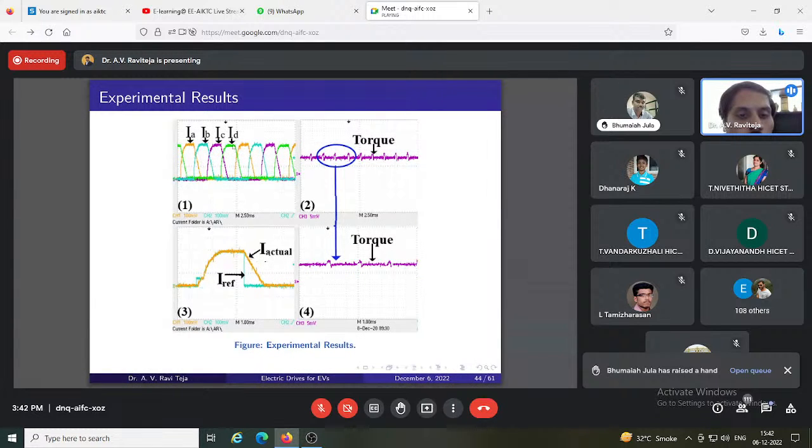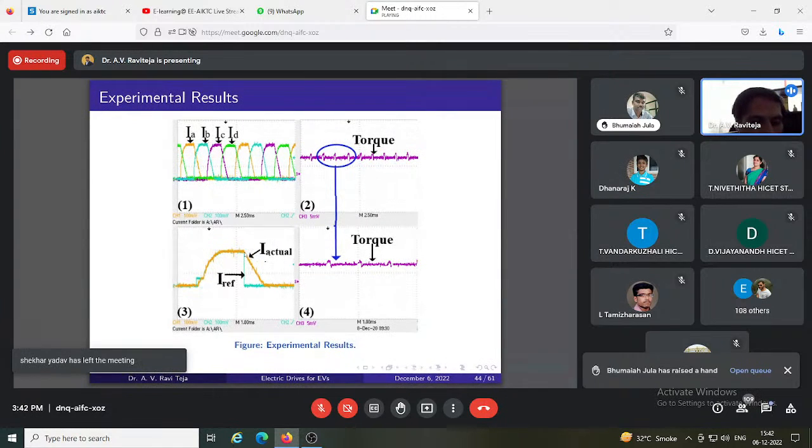And there is a period where you maintain the current also, and this is the torque ripple. It reduced, but still it will be there because we cannot approximate much, right? But it reduced significantly, and this is the reference and actual currents if you observe. Since the reference is on, the actual current is trying to track the reference.